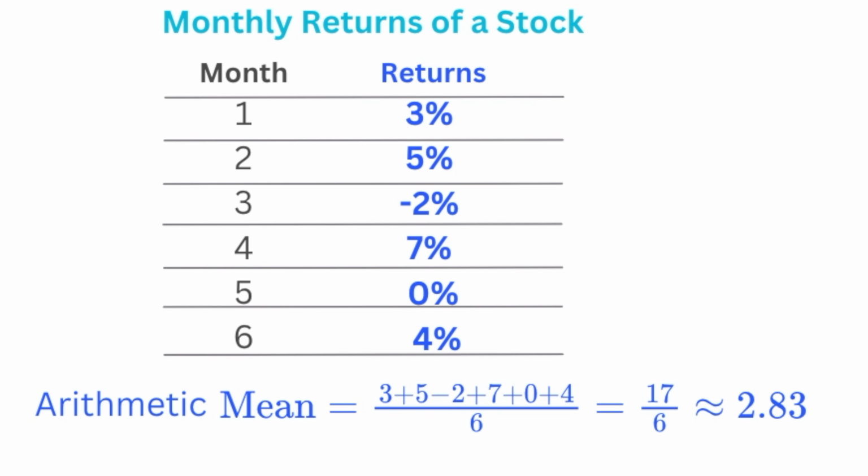Let's say we have the monthly returns of a stock over 6 months: 3%, 5%, minus 2%, 7%, 0%, and 4%. The arithmetic mean return is approximately 2.83%. Notice how the minus 2% impacts the mean, demonstrating the sensitivity to outliers.